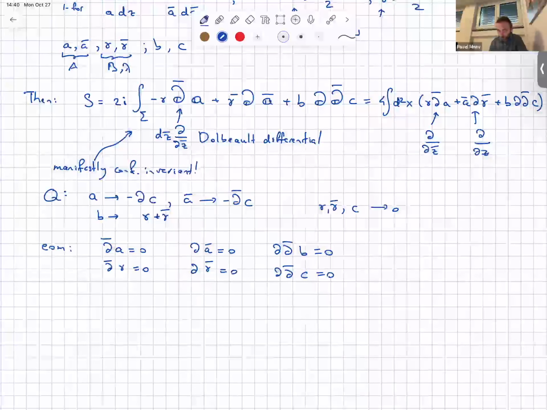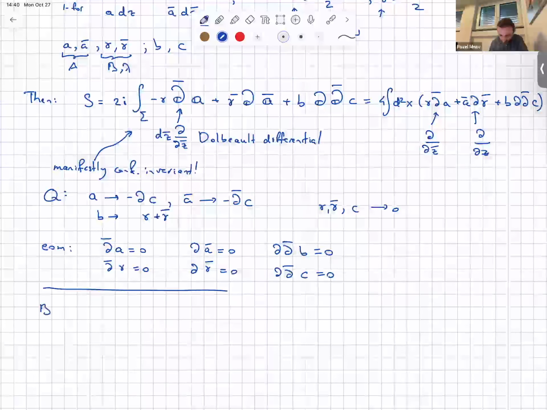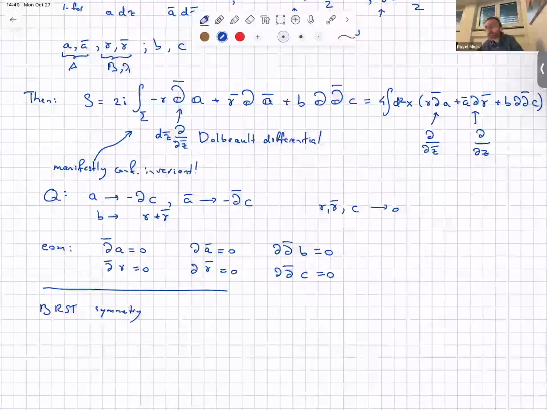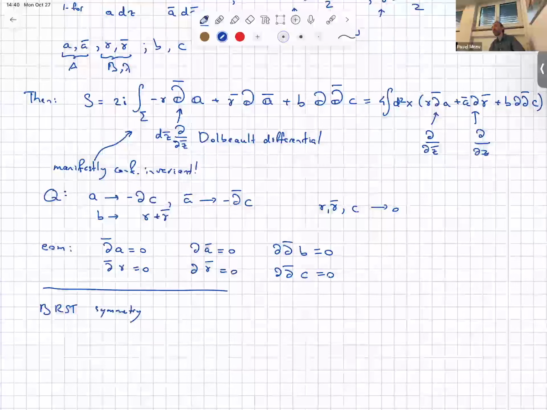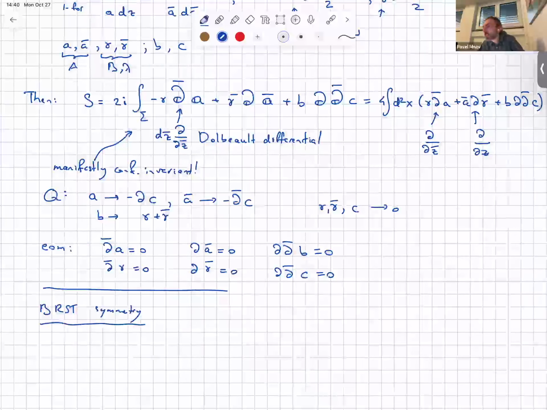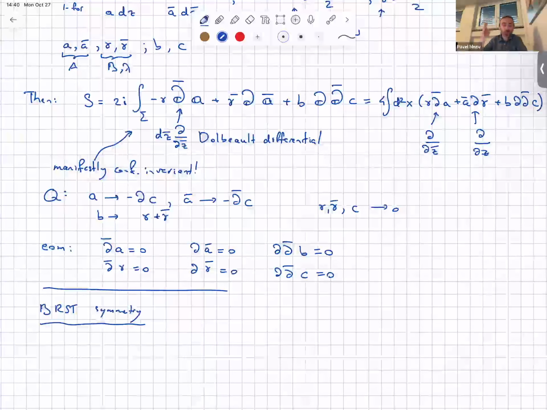Now, the BRST symmetry. So I'm moving at approximately 1/3 of the speed that I was expecting, but that's probably correct. It always works like that. So, maybe I will not come to the non-abelian theory, but we'll see. We'll see.